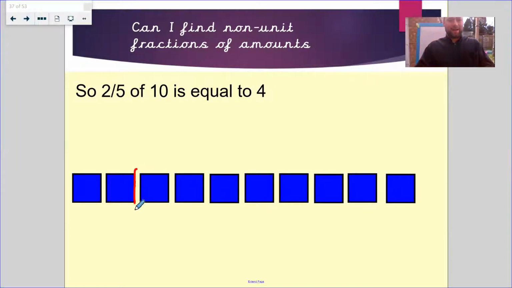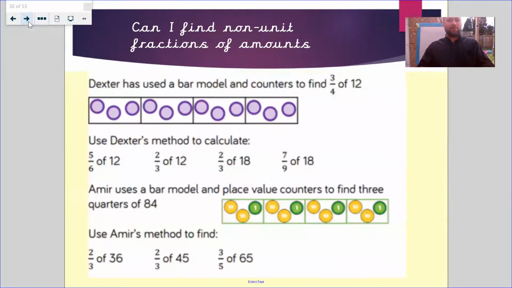Okay, and we can see that if we split this up again. So here we found out our unit fraction first. So we divided 10 by 5 to give us 2. So we know that 1/5 is equal to 2, but we've got 2 lots of them, haven't we? Our question asks us what is 2/5 of 10. So 1/5 is equal to 2. Add on another 1/5, we get 4. Okay. So 2/5 of 10 is equal to 4.